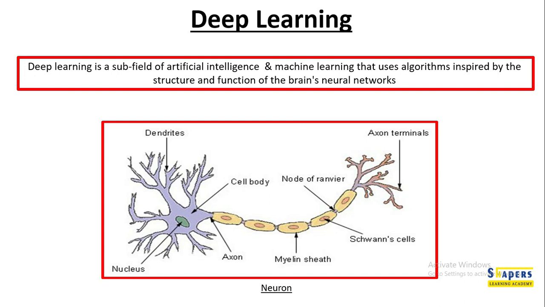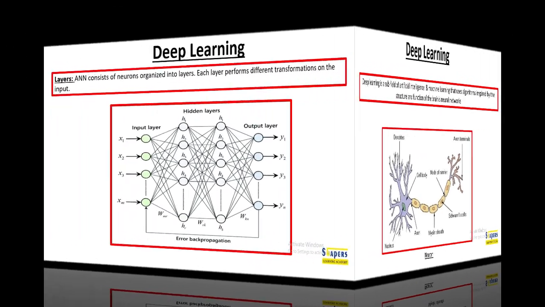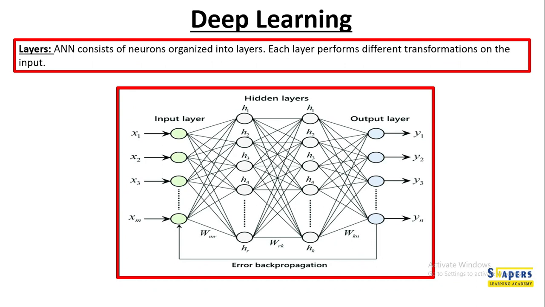In the previous video, we studied the basic definitions of deep learning. To give a small recap, deep learning is a subfield of artificial intelligence and machine learning that uses algorithms inspired by the structure and function of the brain's neural network. Let's delve into the second module of deep learning.